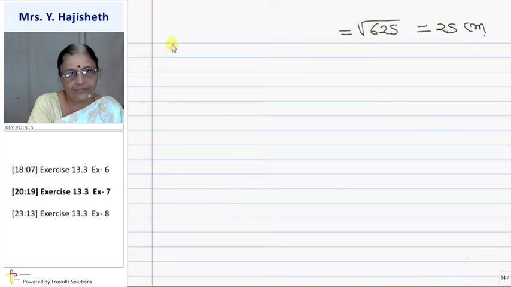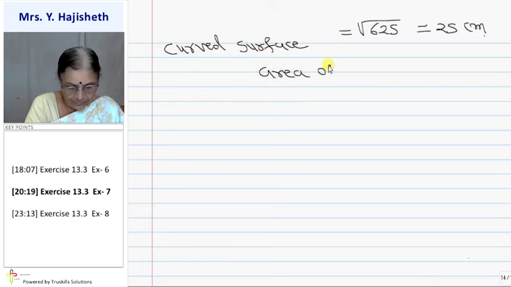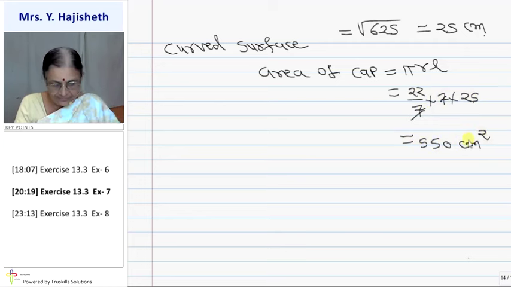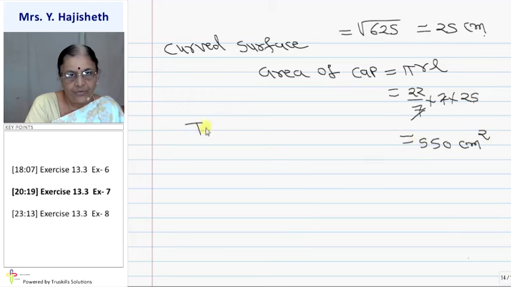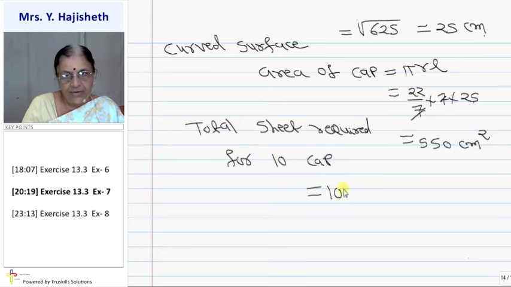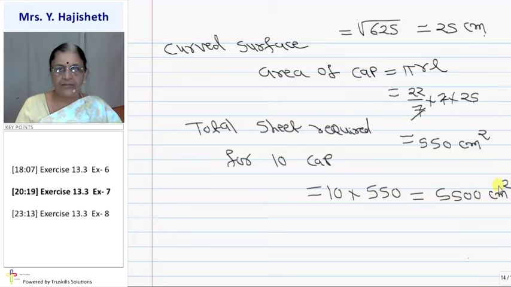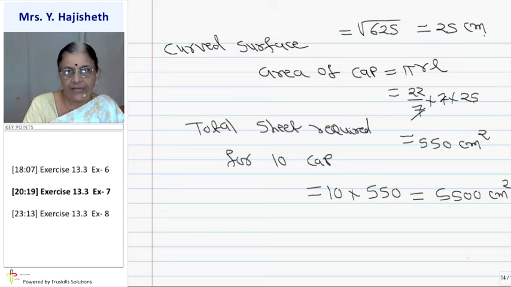Now what is the curved surface area? Curved surface area of cone. Area of cap is pi RL. So it is 22 by 7 into 7 into 25. So again my answer is coming 550 centimeter square. Above it was meter square. Now total sheet required. Total sheet required for 10 caps. 10 caps is 10 multiplied by 550. So it is 5500 centimeter square. Clear? This much sheet is required for making 10 caps.